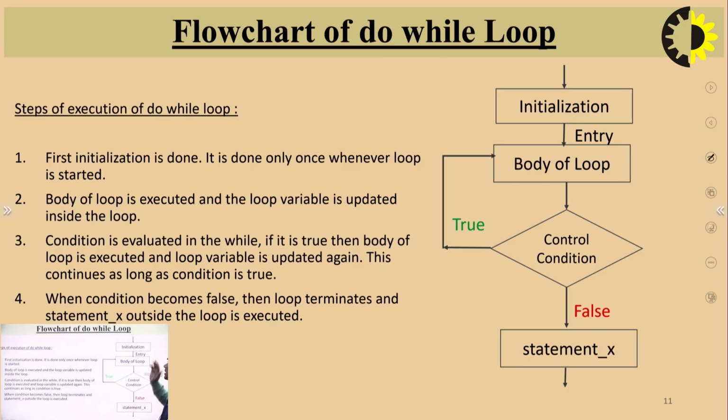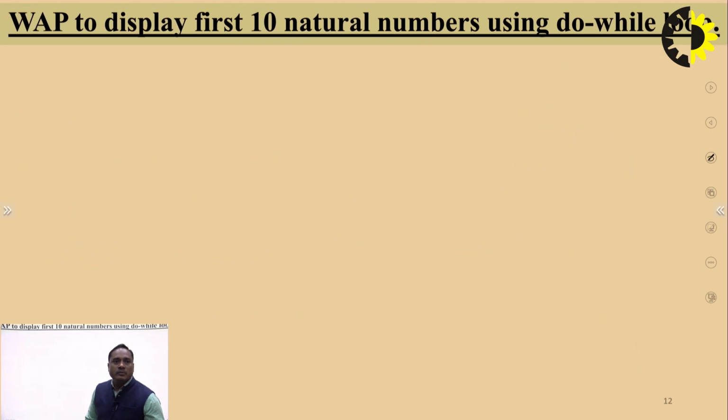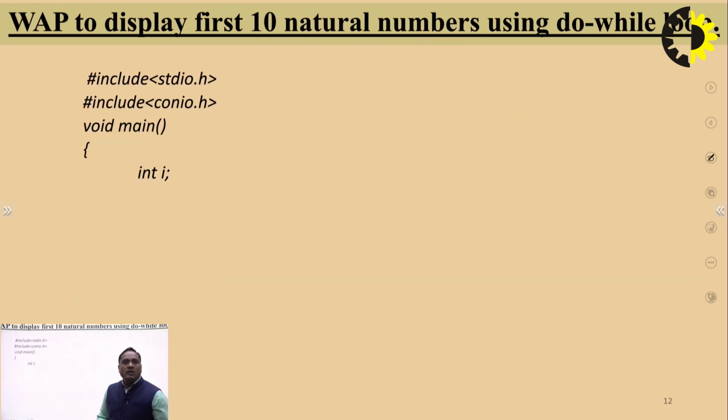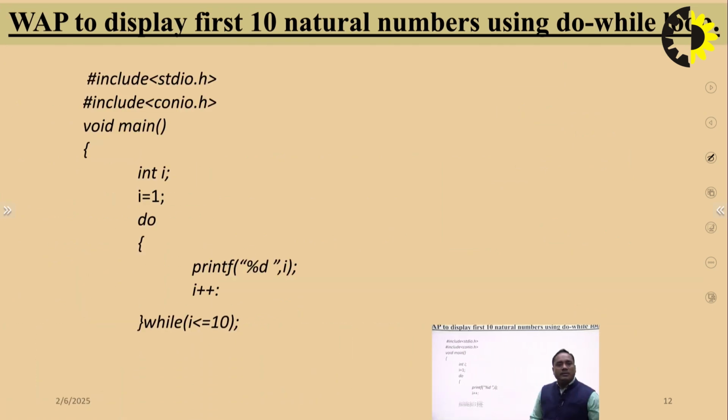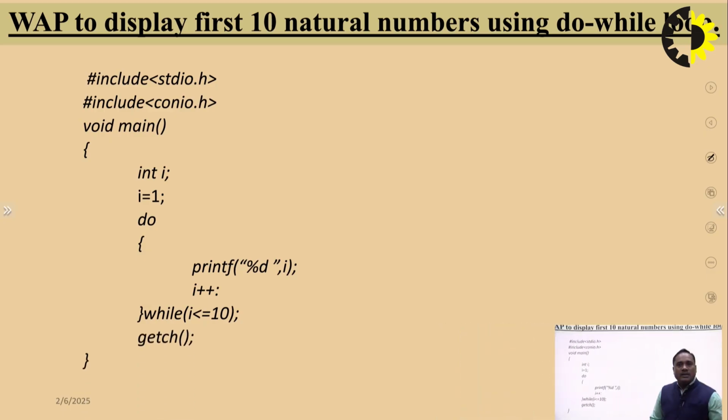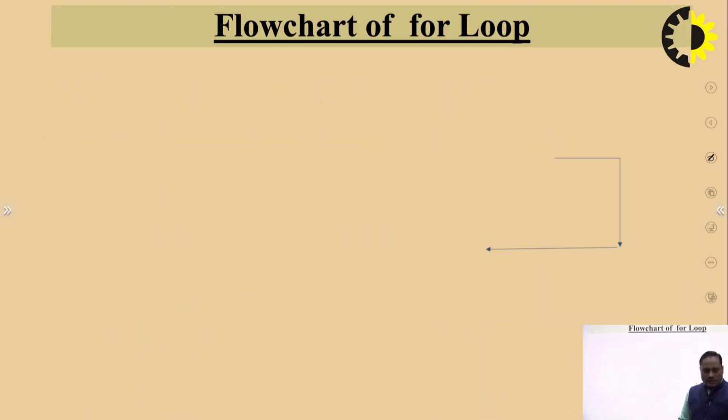So this is the initialization. At the entry of the loop, we are entering the body of the program. In the third level, we are checking the condition. If the condition is true, then we are moving to the next level. Otherwise, you are not moving to the next level.